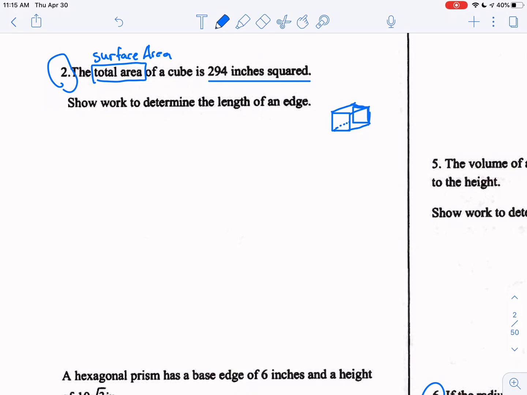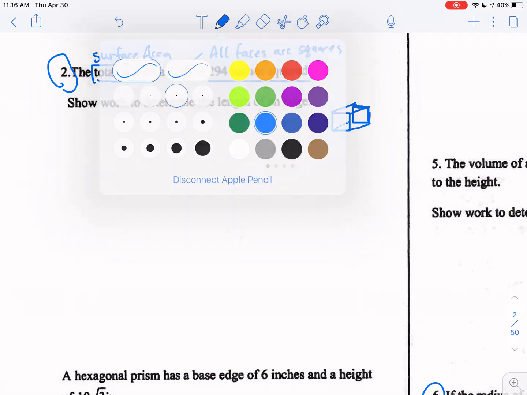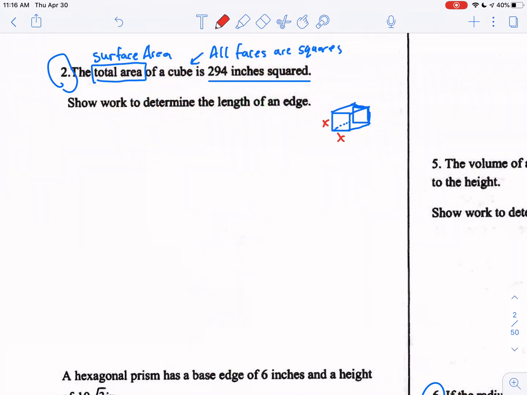So for a cube, you know that all faces are squares. That's going to help you out. If you think about it, each of these edges, each of these lengths, they're the same unit, X and X. For the surface area, there's two ways you can do it. The shortcut way is just knowing that you have 6 faces. What's the area of one face? X squared.